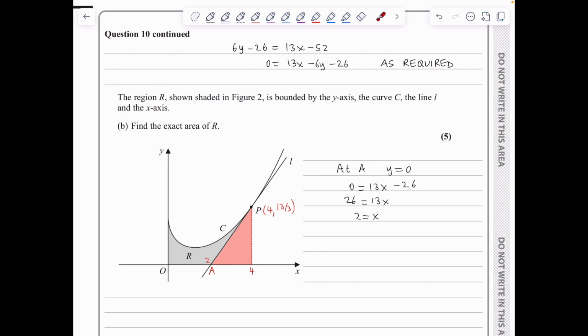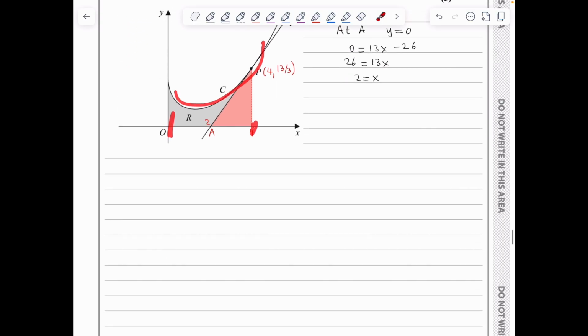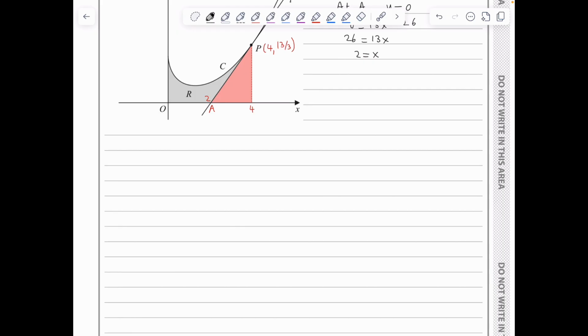This means I can do base times height over 2 for the area of the triangle, which will be deducted from the integral of the curve C between 0 and 4. And therefore, the shaded region R is going to be the integral from 0 up to 4 of (1/3)x squared minus 2x to the power of a half plus 3 dx, minus the area of the triangle, which is base of 2 times height of 13 over 3, over 2.